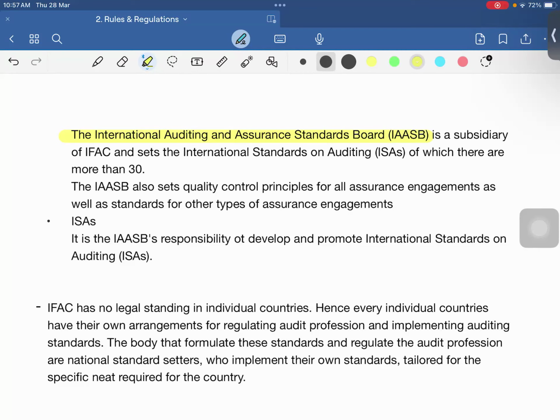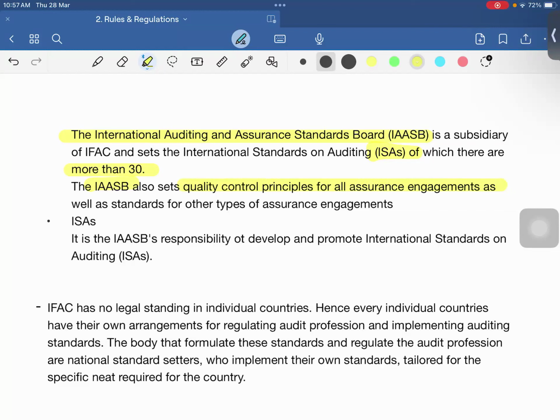Now, this is also a subsidiary of IFAC, and they are the ones who are going to create ISAs. As of now, we have more than 30 ISAs. IASB is also the one who is going to set quality control principles for all assurance engagements. So that means this one and this one is set by IASB.